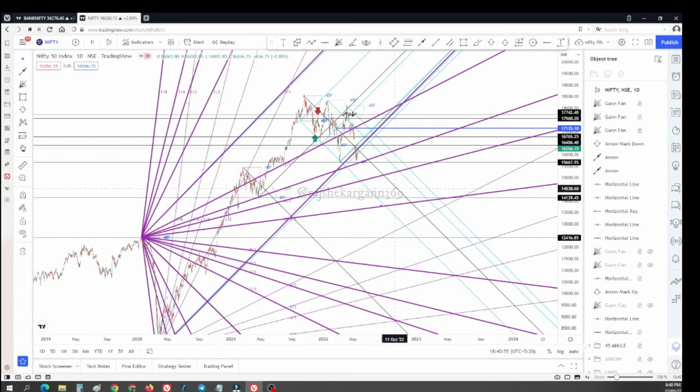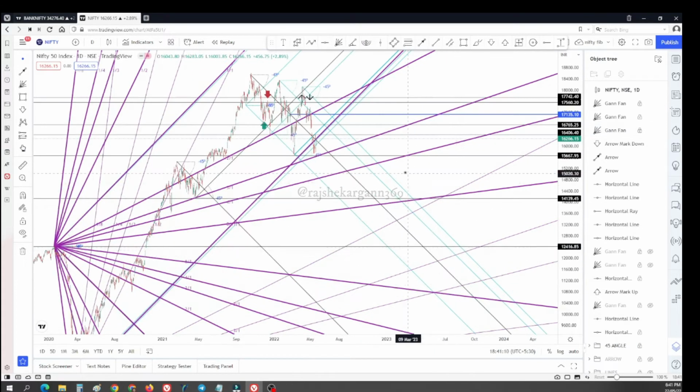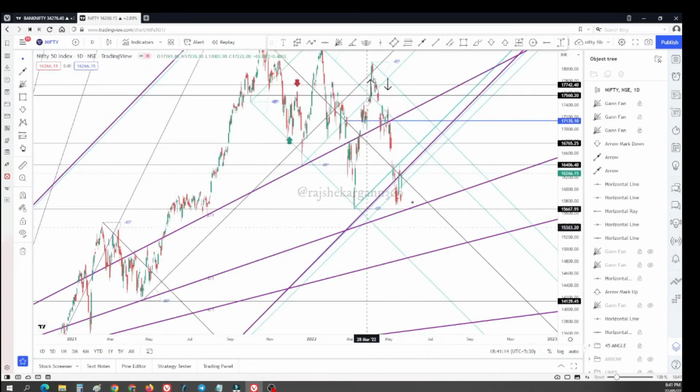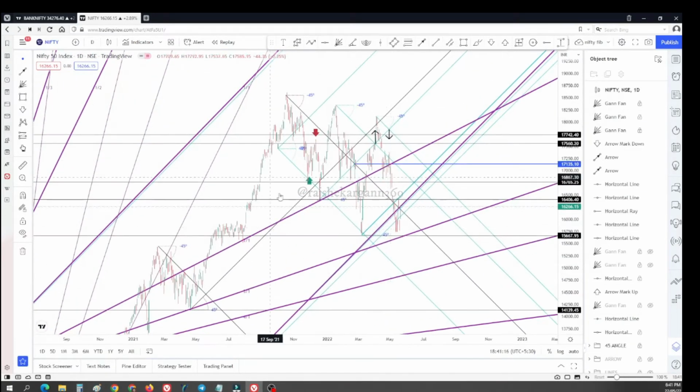Unless we come back above 8 by 1, the prices won't go up. It will only range inside this, making higher highs, higher lows, or lower highs. It means the range will get bigger and bigger as time moves, but it will be sideways. Right? So for now, based on Gann angles and Gann geometry, this is your important support.